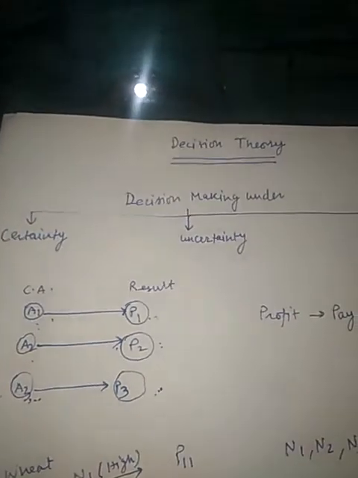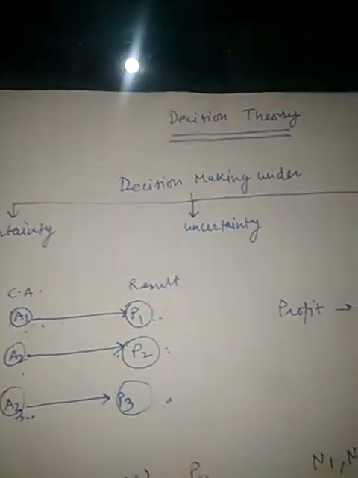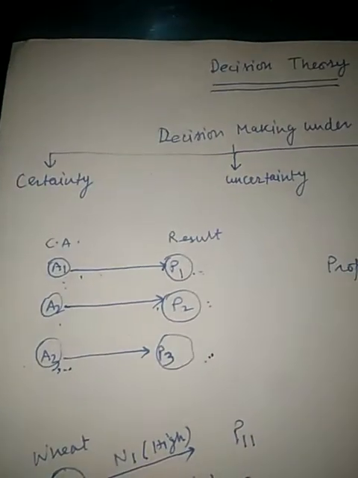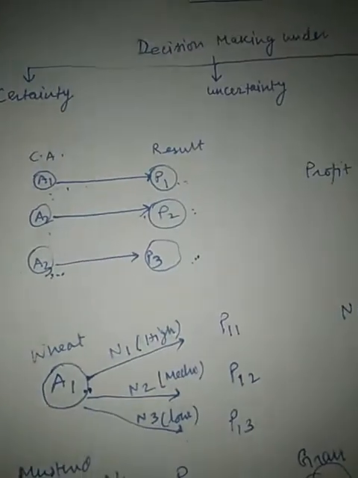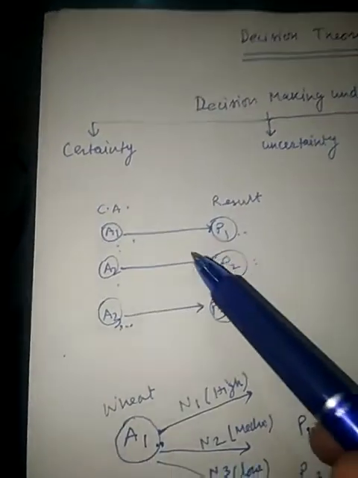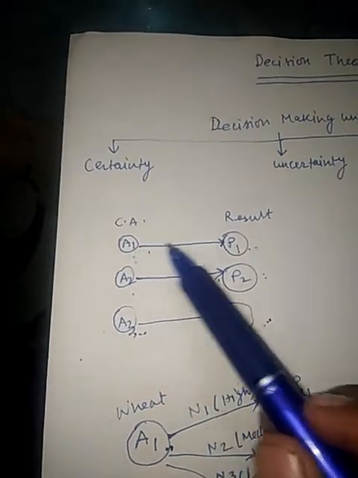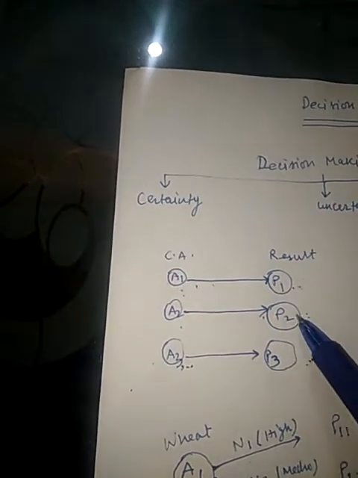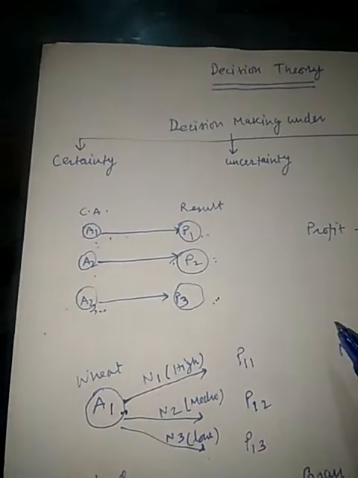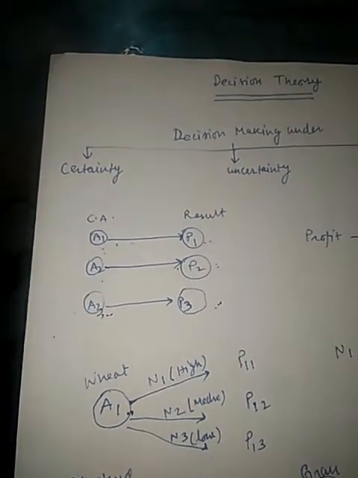Dear students, till now we have discussed decision making situations. The first situation we have discussed is decision making under certainty, where you have courses of action and you can calculate the result of each course of action, and you can easily trace out which course of action can lead to maximum result or maximum profit. This situation is decision making under certainty, where everything is very clear.